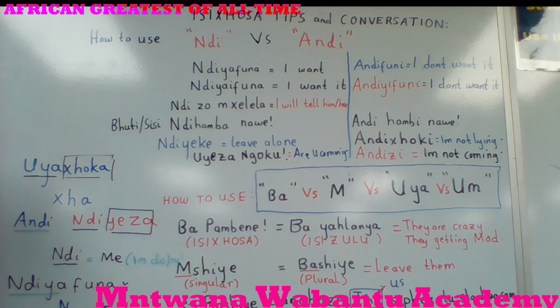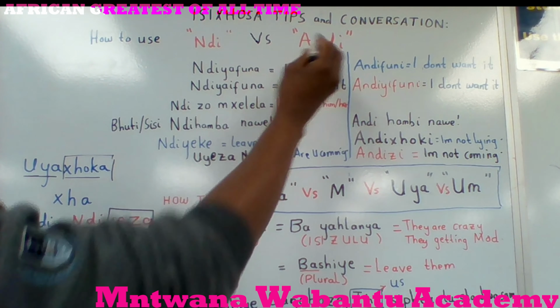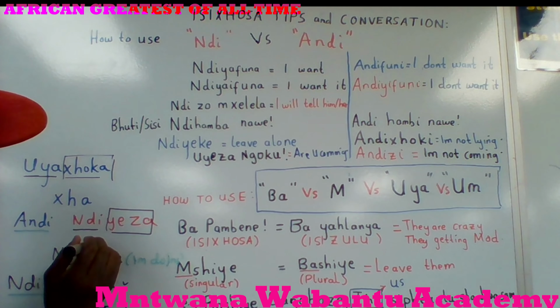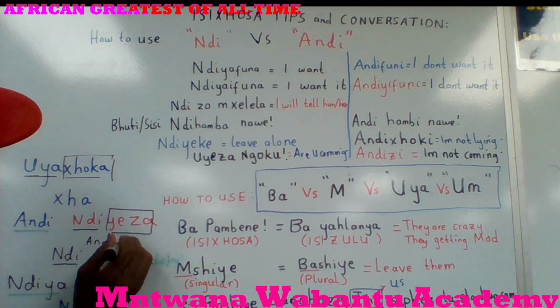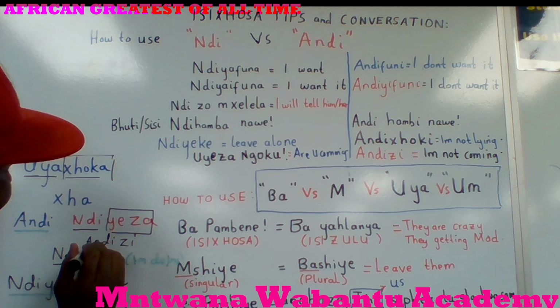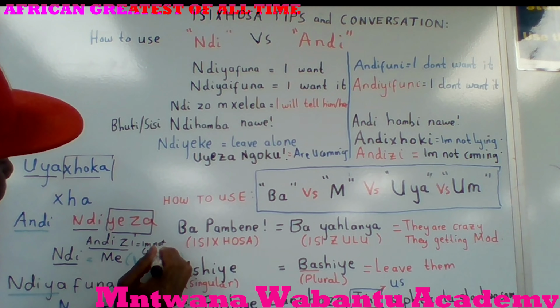If you oppose these sentences, you must say a, and it means you oppose. For example, ndiyeza, I'm coming. If you want to say I'm not coming, you say andizi. Andizi means I'm not coming. A good example.